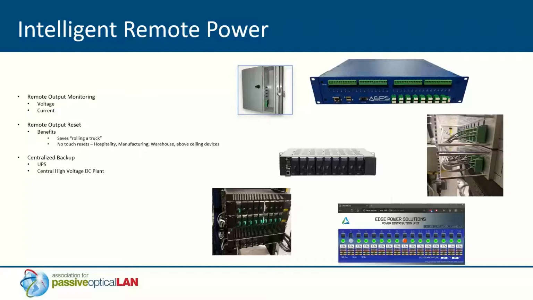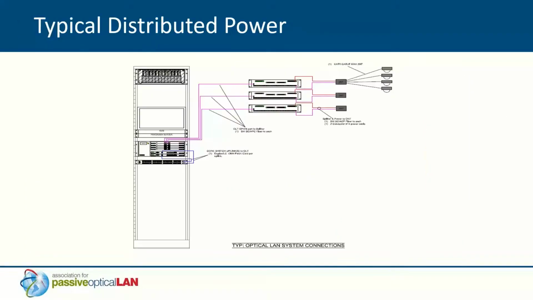And again, just like the others, it can be centrally backed up, either by a UPS or a central high voltage DC. Here's an example of a typical distribution. This particular example is part of a combined connectivity solution that I'll get into in the next slide. But basically with this one, this remote power has a built-in splitter as well.